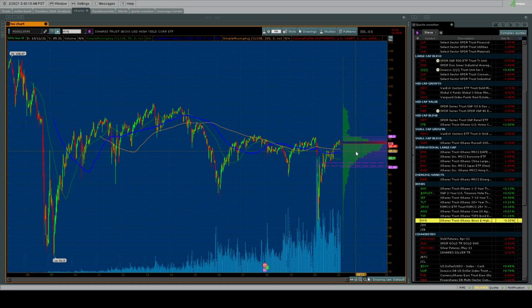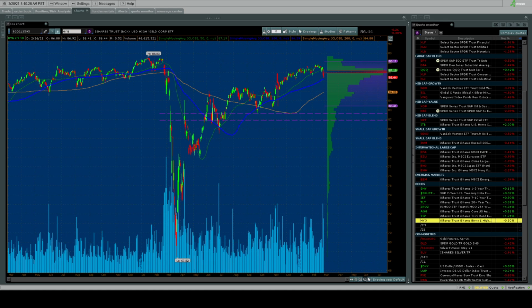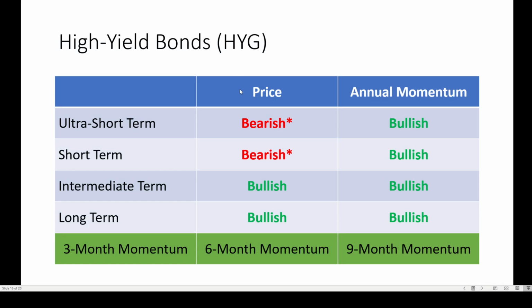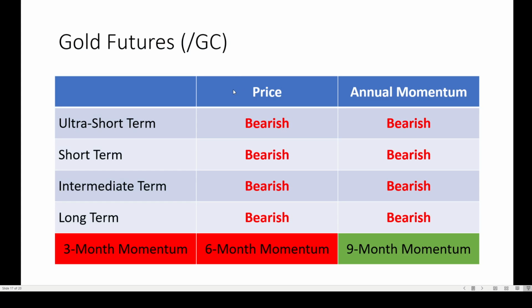So you start getting below 85 and you've got problems. There's just not a lot of buyers there. And that's how things can get unwound pretty quickly. Remember, high yield bonds tend to lead stocks lower many times.